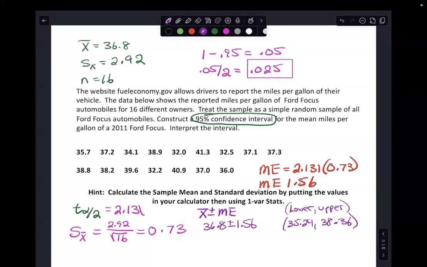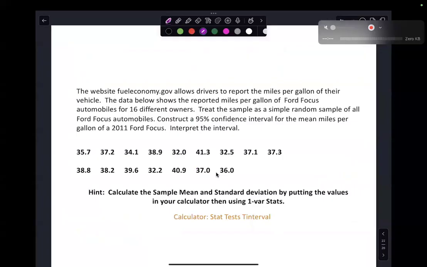Okay. You want to learn how to do this on the calculator? It's a little bit less math. Yes. Okay. So we use this function right here. So this is a test. A confidence interval is a test. So we're going to go to stat, test, and it's t interval.